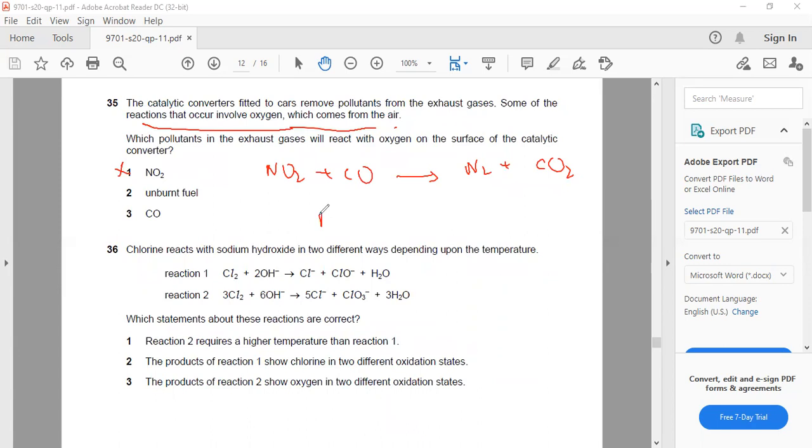NO2 and NO both is wrong. Unburned fuel, yes, it does. Carbon monoxide also reacts with oxygen to form carbon dioxide, because the final products in the exhaust catalytic converter are carbon dioxide plus nitrogen plus water. Okay, so C is the answer.